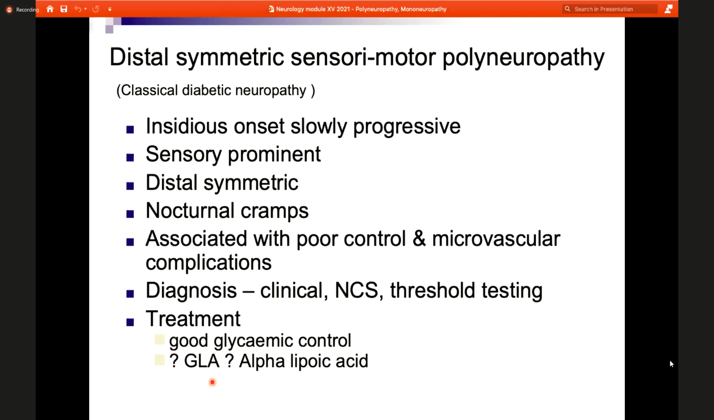People have tried GLA, gamma-linolenic acid, and alpha-lipoic acid. It's supposed to be useful, but they are not really strictly proven. So there is no specific treatment here. The specific treatment is good glycemic control, and the rest is supportive. And the best approach will be prevention.